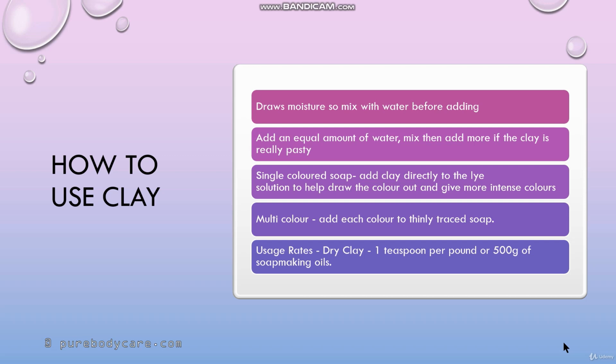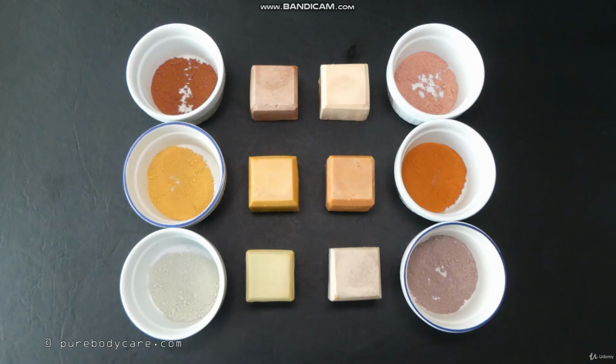If you're using a single colour, add your clay directly to the lye water to help draw the colour out and give a more intense colour. Use 1 teaspoon per pound or 500 grams of oils. Here are some clays with a finished soap next to them.